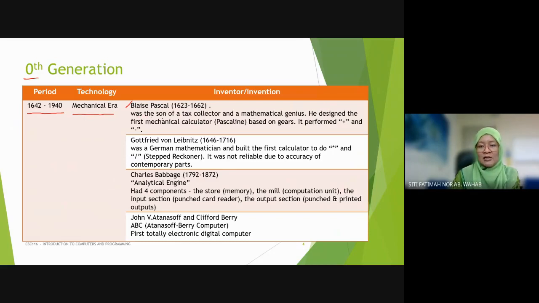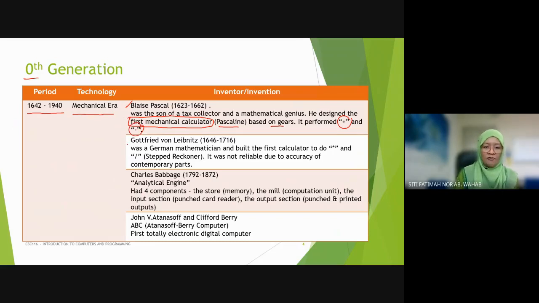Okay, he was the son of a tax collector and he was a mathematical genius. He designed the first mechanical calculator called Pascaline based on gears. So this calculator can perform addition and also subtraction.